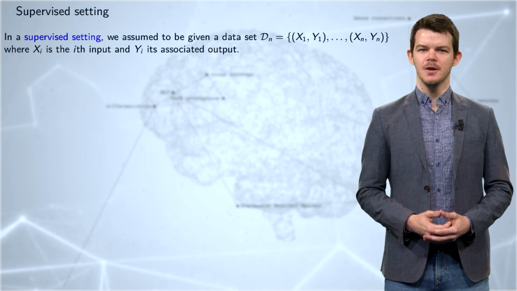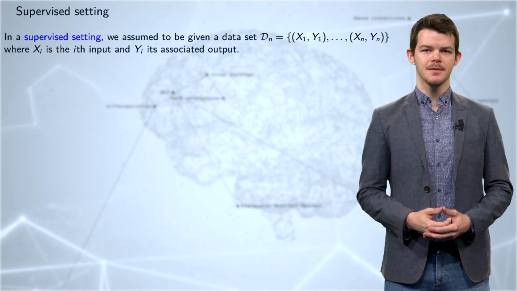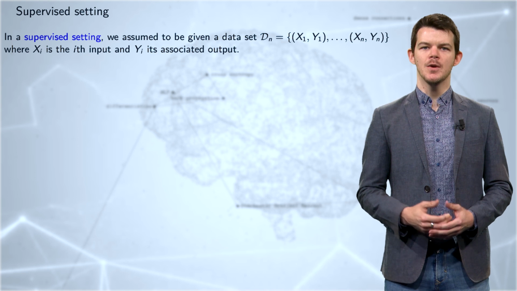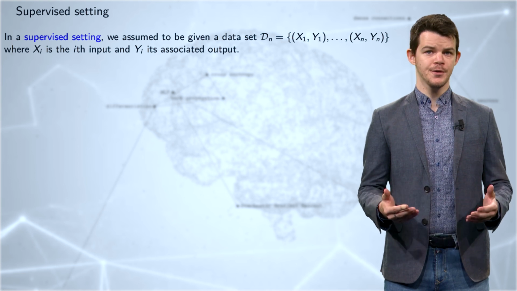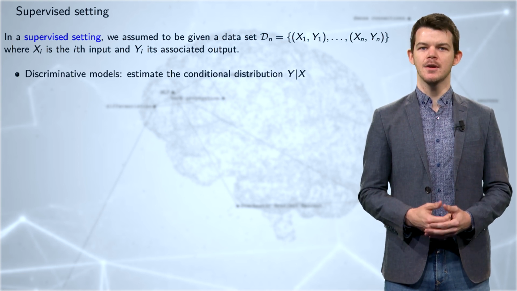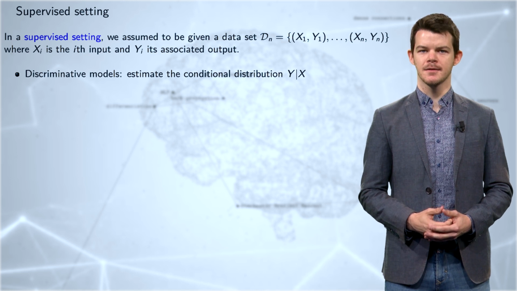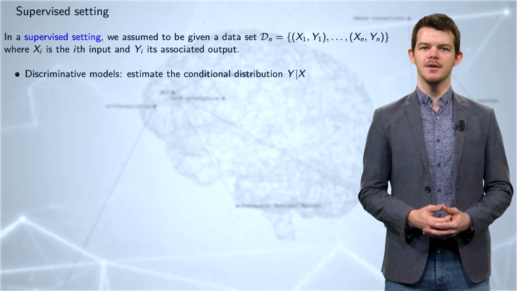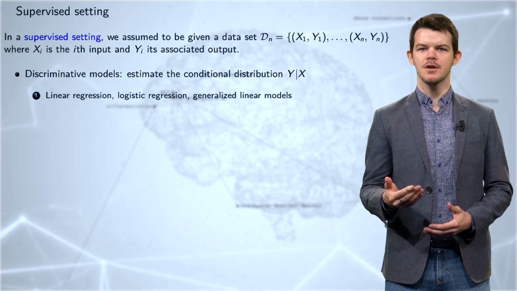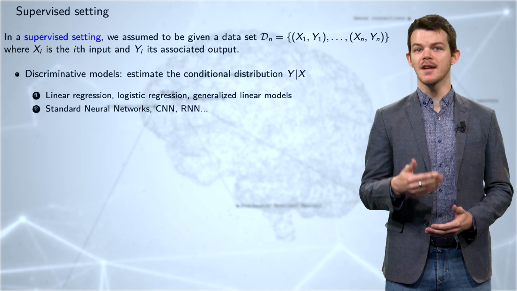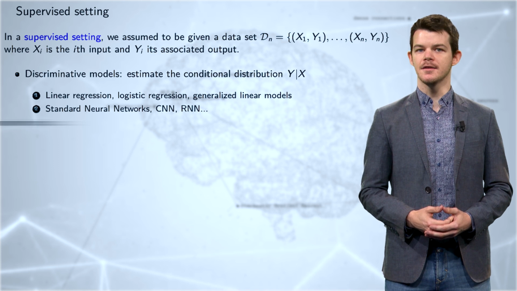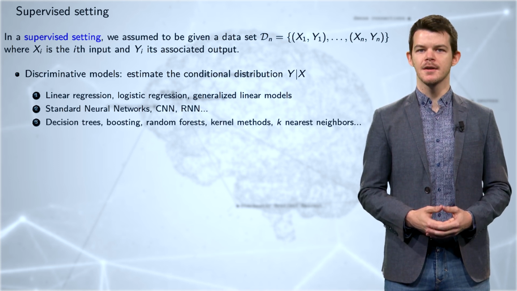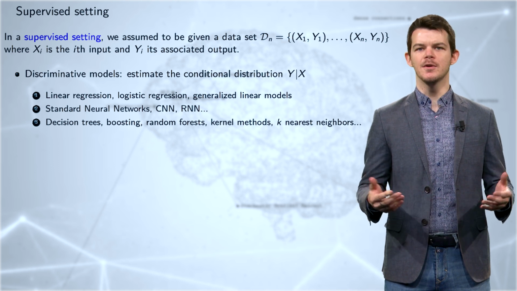Remember that in a supervised setting, we assume to be given a data set composed of pairs xi, yi, where xi is the input and yi is the associated output. You can divide the methods used to solve supervised problems into two sets. First, discriminative models that aim to estimate the conditional distribution of y given x. These methods are the most common in statistics: linear regression, logistic regression, generalized linear models, neural networks such as ANN, CNN, RNN, and also non-parametric statistical methods such as decision trees, boosting, random forest, and other methods such as kernels, nearest neighbors, and many more.